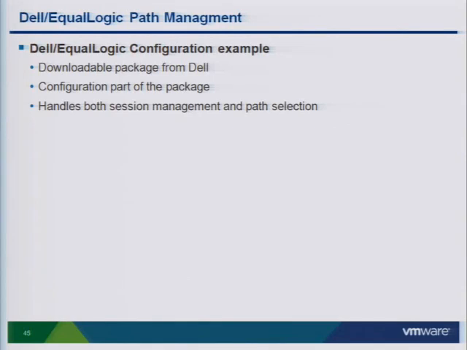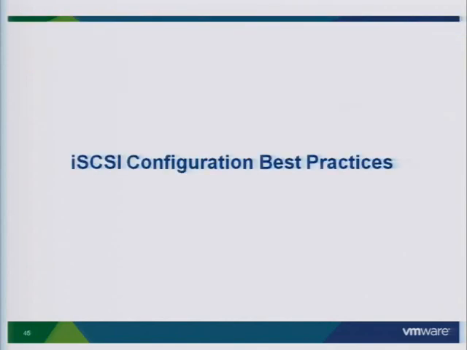I'm not going to actually go through a full configuration example of how to set this up. It is quite simple. It's a package that's downloadable from Dell. The configuration of the host is actually part of the package. And keep in mind that the whole point of this is that it handles both sessions and path management, and the goal is better performance. So I'm going to hit a handful of iSCSI configuration best practices that VMware recommends.